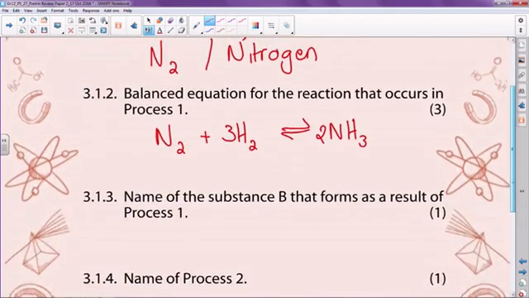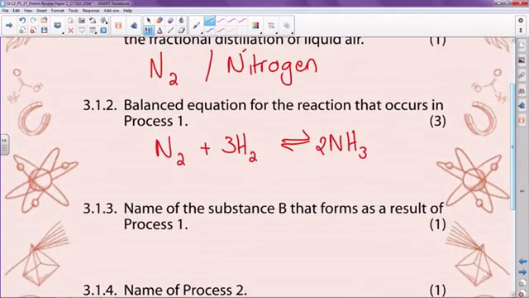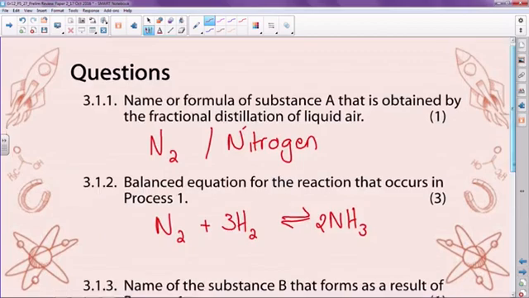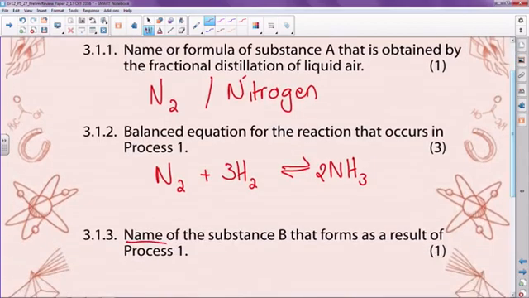Then they say, name of the substance B that forms as a result of process 1. So we went, oh, look, we've got it. We said it was ammonia, but now watch what this question says. Now this one says name. That means I have to write the name only. And if I write NH3, they will mark it wrong.